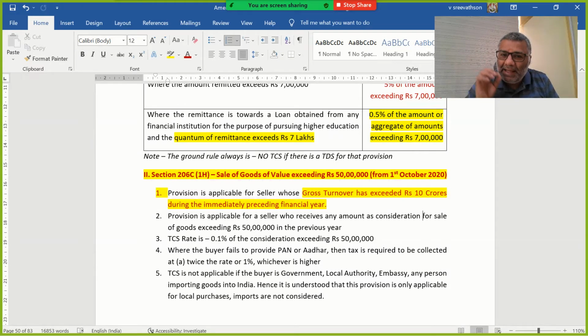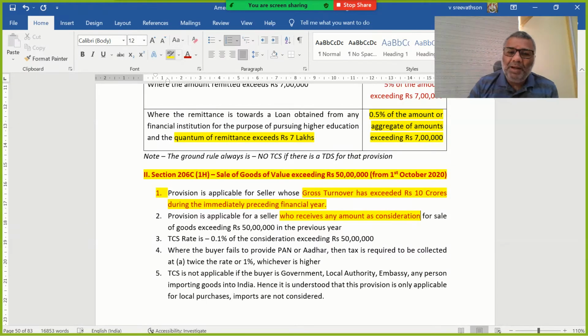The provision is applicable for a seller who receives any amount as consideration. Why I am saying this is important: on top I might have given sale value, but it is the consideration that matters, because TCS is collected only when money comes. You sold goods and I cannot ask for TCS without paying consideration. Logically, only when I am collecting the money can I collect the tax also.